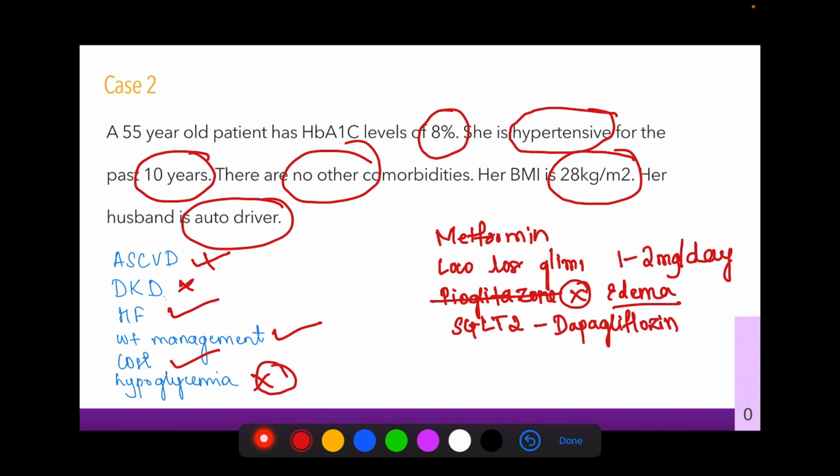Then weight management is there. Yes, that is why SGLT2 will serve the cause and cost. You can use metformin, low dose glimepiride and dapagliflozin in this patient to control the sugar levels.